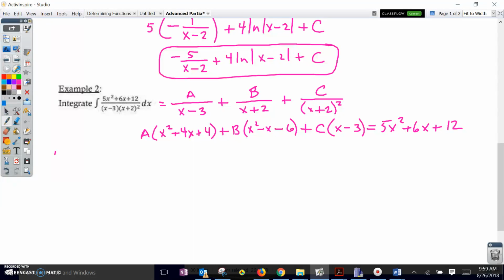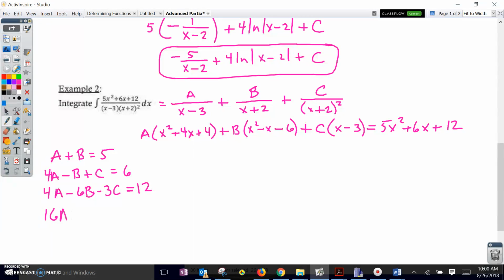And so our system is going to be A plus B equals 5. 4A minus B plus C is equal to 6. And 4A minus 6B minus 3C is equal to 12. Okay. Now, since I have an equation already that just has A and B in it, I'm going to eliminate C with the other two equations. I'm going to multiply the first equation by 3 and add the two together.